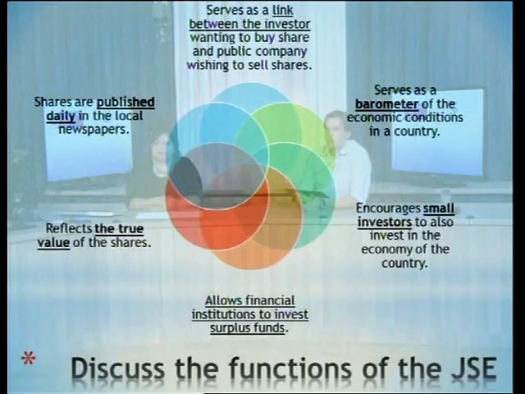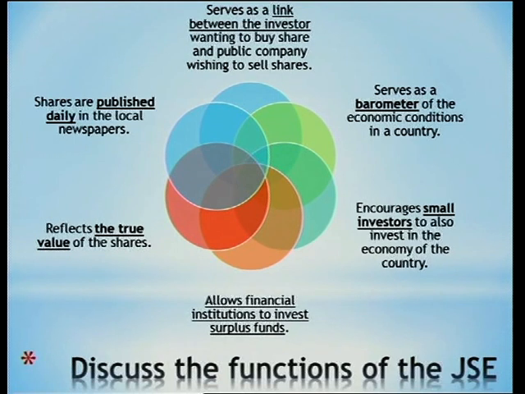Okay, so let's go through it slowly. These are all the functions of the JSE. And if you think about it, it is just a way of regulating the industry. Remember, to keep you safe. I talked about it earlier. They want to make sure that you're not investing in bogus companies. So, first of all, they serve as a link between the investor and the company that you want to buy shares from. So they're that in-between person, the intermediary, the stockbroker.